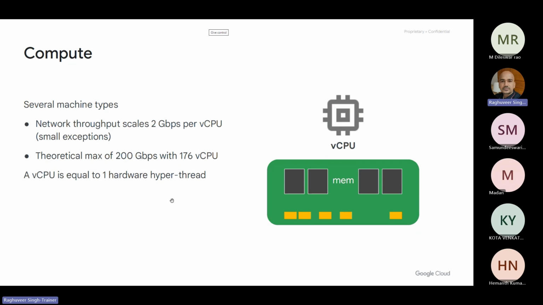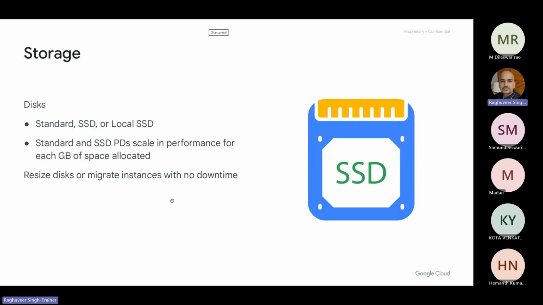Next is storage. Now, storage comes in different options. You have standard storage, you have local storage. Standard storage basically means persistent disk which are attached to the VM. SSD, you already know what it is. It is solid state drive. It is a high performing storage service which is based on SSDs. And prior to SSD, we had magnetic disk, which is known as standard storage. Local SSD basically means a storage that is directly attached to the hypervisor.